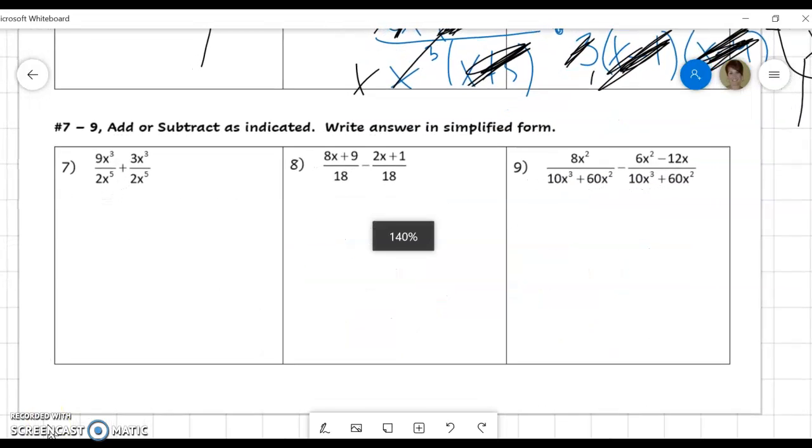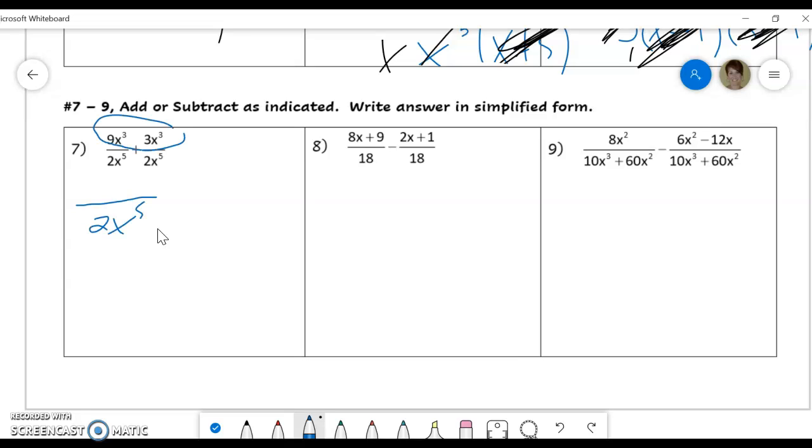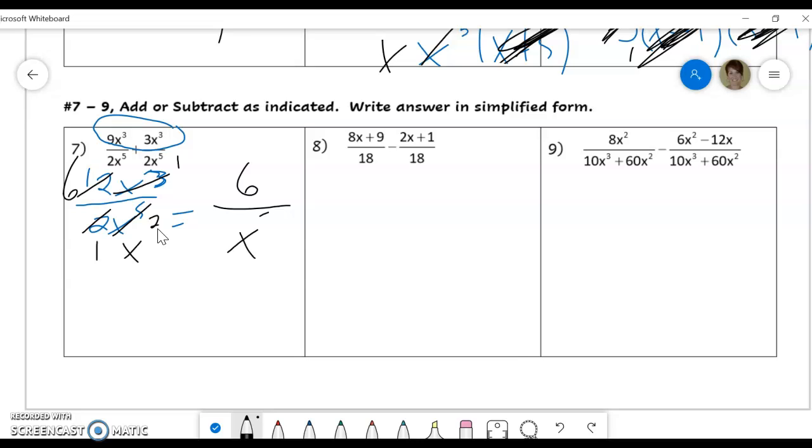And our last 3 problems are just adding and subtracting. So I should hopefully be able to speed up a little bit. So in this first problem, we're going to leave our denominator the same. That's 2x to the 5th. And when we add the top, 9, 10, 11, 12, that gives us 12x to the 3rd. And then now we can kind of simplify. So 2 divided by 2 is 1, 12 divided by 2 is 6. And then x to the 3rd divided by x to the 3rd is 1, and x to the 5th divided by x to the 3rd is x squared. So there you're left with 6 over x squared.